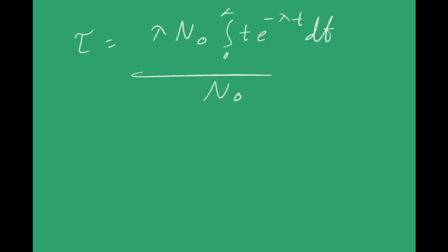The same equation can be rewritten as tau, that is the average life, equals lambda N naught, and this integration from 0 to infinity of t e power minus lambda t dt, divided by N naught. I just rewrote the equation in a different form, nothing really missed, and lambda times the integral from 0 to infinity. This is the final integral, right? Now there are two functions of t here. Let us use the by parts formula.